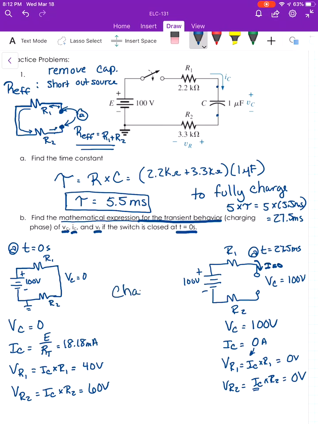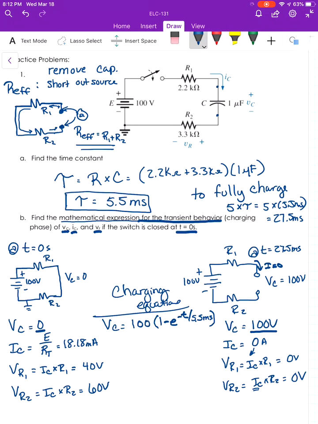The charging equations go here. Okay, so for V sub C, we're looking at a value that starts at 0 and goes to a maximum of 100 volts. Remember, that is our 1 minus e to the minus t over tau. And I'm going to replace that with my 5.5 milliseconds. And the maximum voltage goes right here.